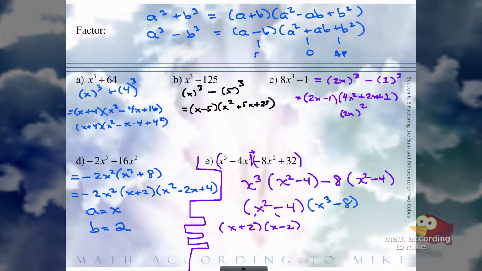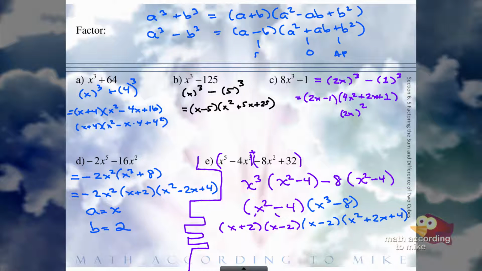In blue, however, what format is x cubed minus 8? That's a difference of cubes. So we're going to use the second formula at the top. So our a would be x, our b would be 2. So we'll say x minus 2 times a squared plus ab, 2x, plus b squared, 4.